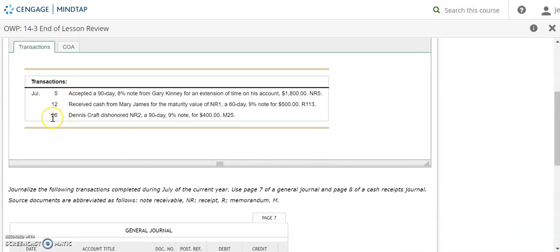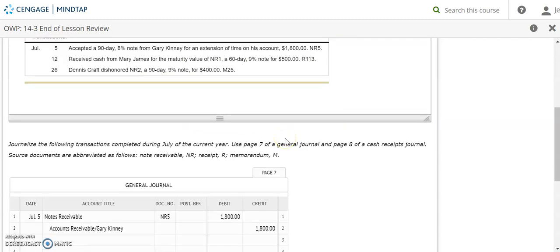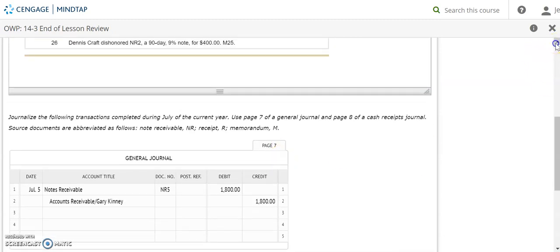Okay, last transaction is July 26th. Dennis Kraft dishonored notes receivable 2, a 90-day 9% note for $400, memorandum 25. So this is where he did not pay us on his notes receivable. So what we're going to do is transfer that amount from notes receivable into an accounts receivable. And we're going to take into account the interest that he owes us as well. So I'm going to my general journal. And July 26th is my date.